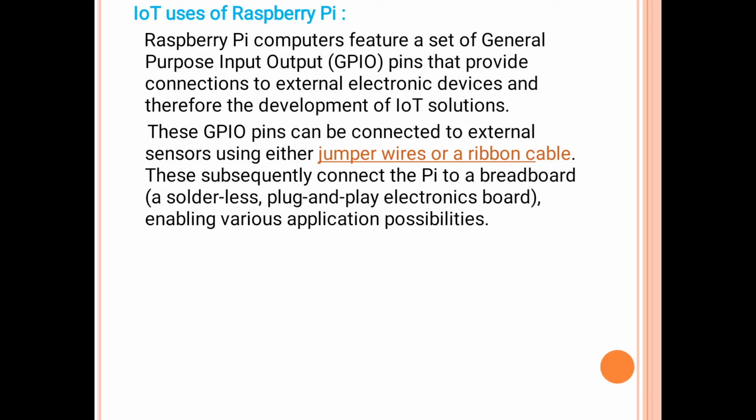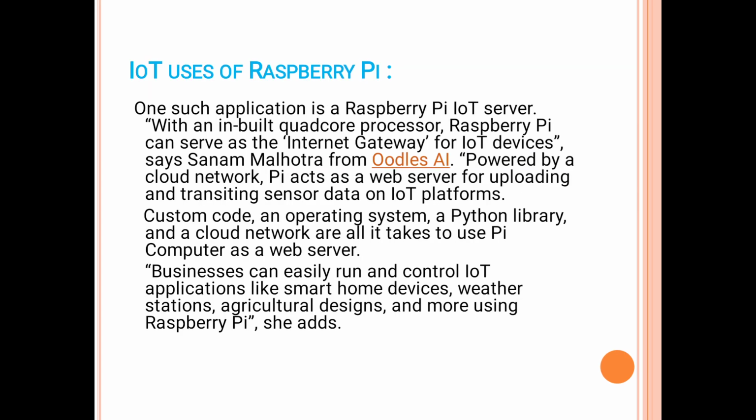of IoT solutions. These GPIO general purpose input output pins can be connected to external sensors through jumper wires or a ribbon. These subsequently connect the Pi to the breadboard, a solderless plug and play electronic board, enabling various applications. So this Raspberry Pi is mainly used in most of the applications.